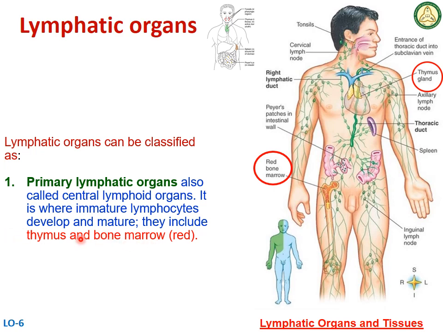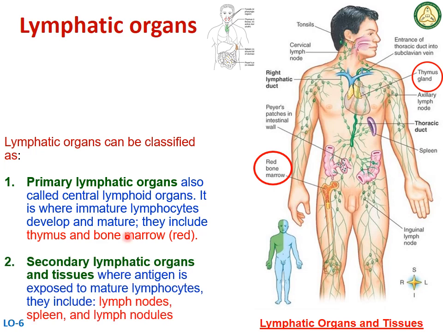So these two organs make the B and T lymphocytes mature in childhood. Second, secondary lymphatic organs and tissue, where the mature B and T lymphocytes accumulate in the tissue. Those tissues or organs are called the secondary lymphatic organs.